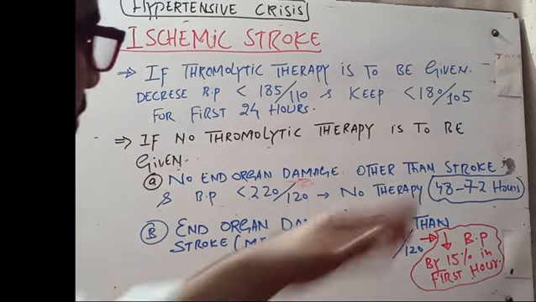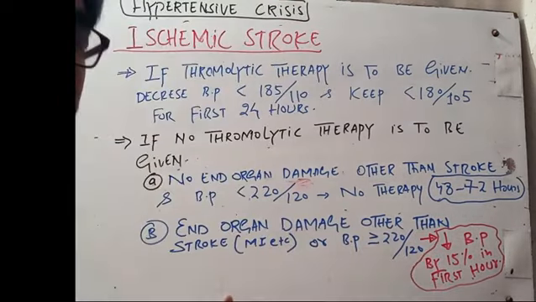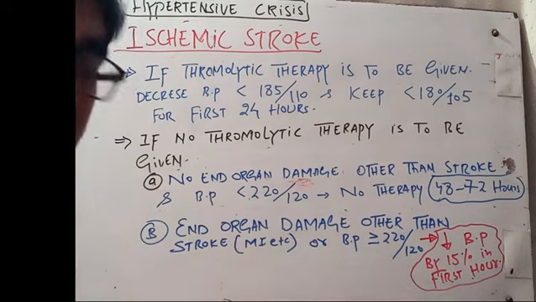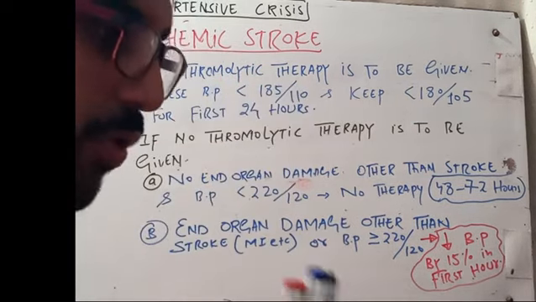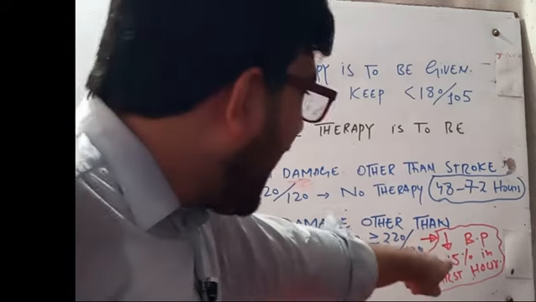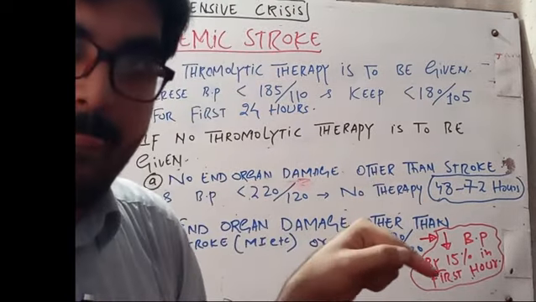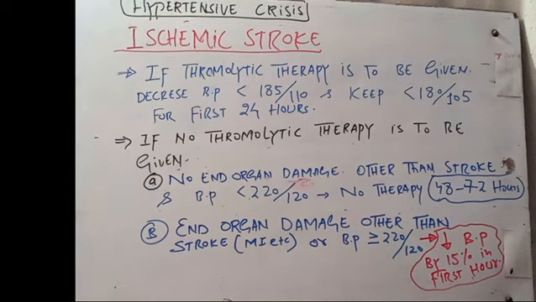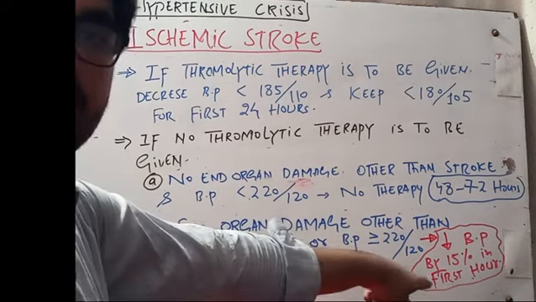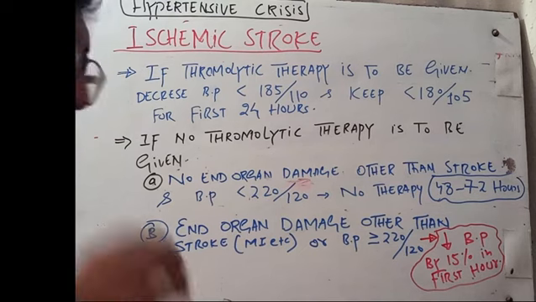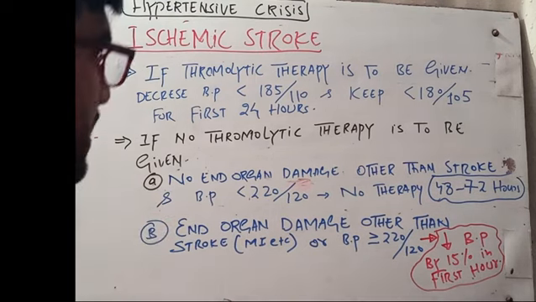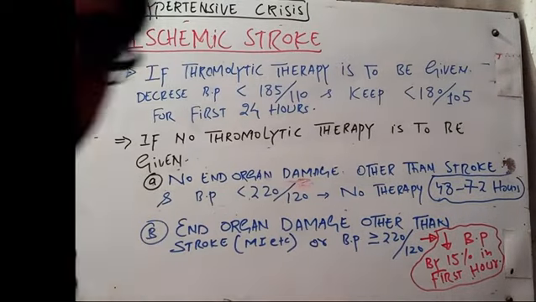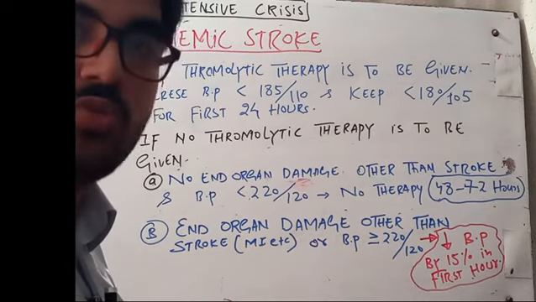After the decrease of 15%, in the next 2 to 6 hours, you have to maintain that blood pressure. And for the next 24 hours, you have to decrease the blood pressure by 25% for the next 48 hours. And after 48 hours, you can safely achieve your targets, that is 130 by 80. But the most important thing is within the first hour. So in the first hour, you have to decrease the blood pressure by 15%.